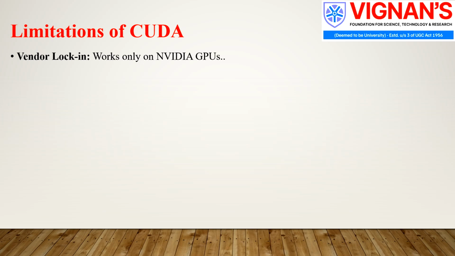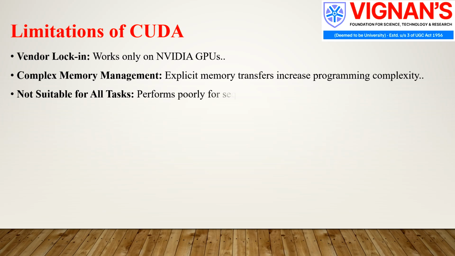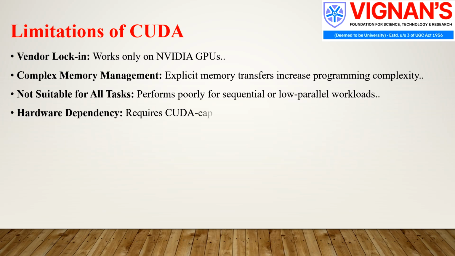CUDA limitations. Vendor lock-in. CUDA works only on NVIDIA GPUs. It cannot run on GPUs from other vendors. Complex memory management. Programmers must manually transfer data between CPU memory and GPU memory. This increases program complexity. CUDA is not suitable for all tasks. Programs with sequential execution or very little parallelism do not benefit from CUDA. Hardware dependency. A system must have a CUDA-capable NVIDIA GPU to run CUDA programs.